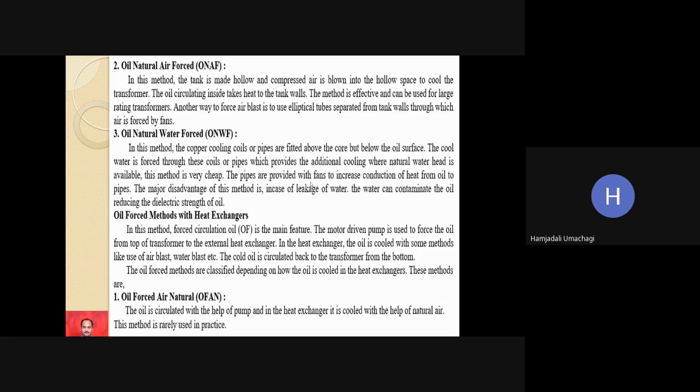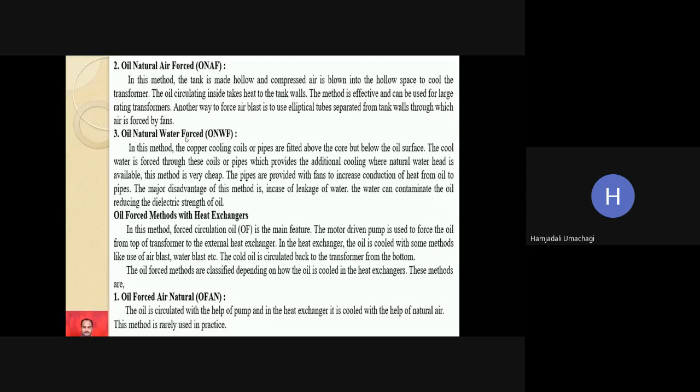The pipes are provided with fans to increase conduction of heat from the oil. So further, if I want more effective cooling, we can fit some external fans to carry the heat. The major disadvantage of this method is that in case of leakage of water, the water can contaminate the oil, reducing the dielectric strength of the oil. Suppose there is any leakage in the copper pipe, then that water may leak into the oil. Because of that, the dielectric strength or insulating property of the oil gets damaged.